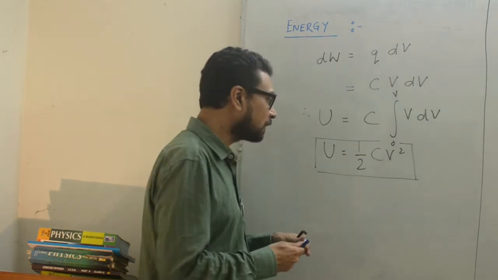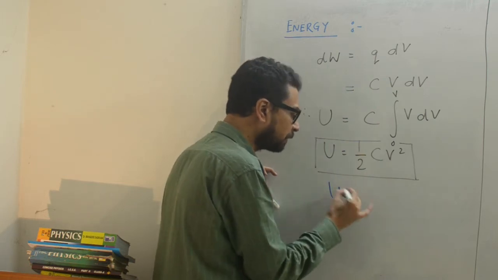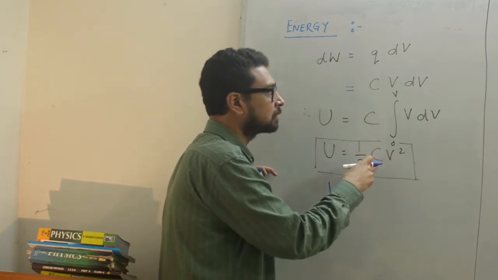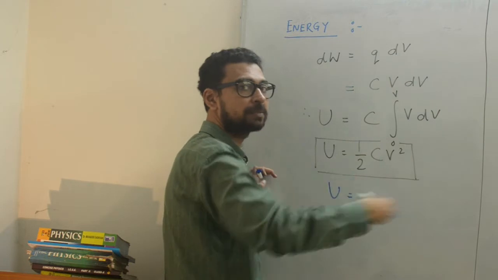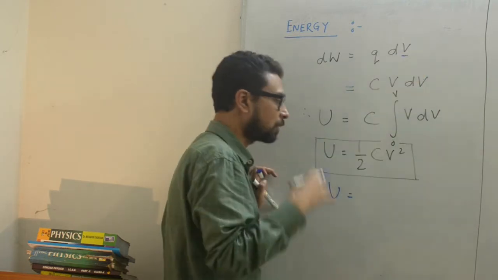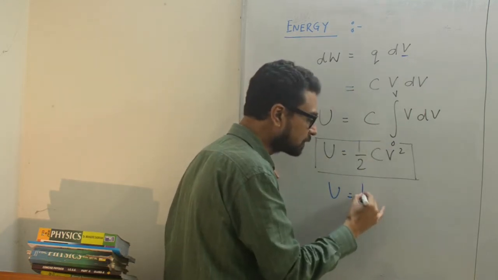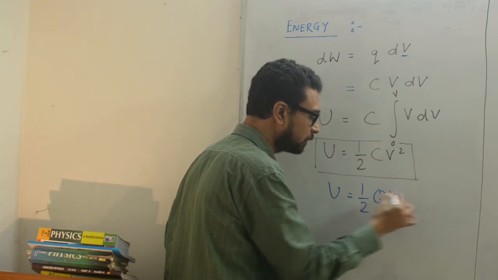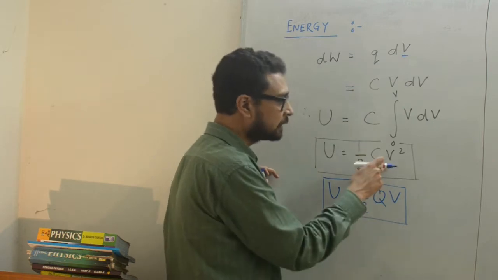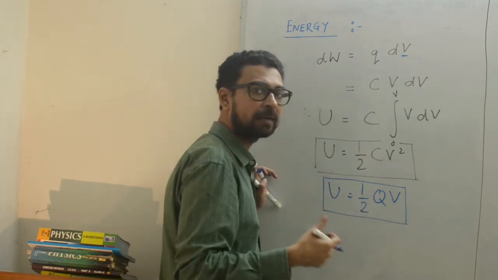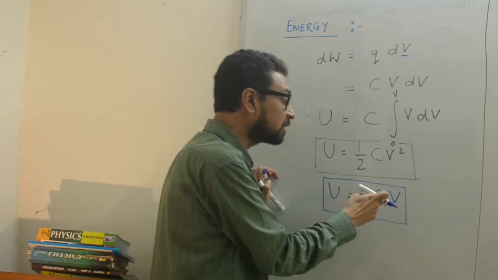Suppose this C has a lot of forms. If I replace C as Q by V, where capital Q by V, this was the elementary charge through which we were increasing the potential here. So now we'll be using capital Q. If C is Q by V, then this can also be written as half QV. This is widely used. This expression is usually used when we have a combination of capacitors in parallel, mostly used. This is the general form.